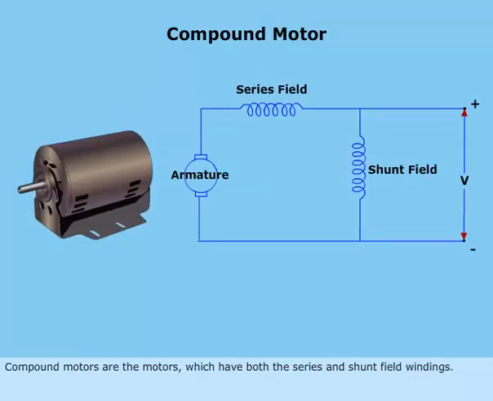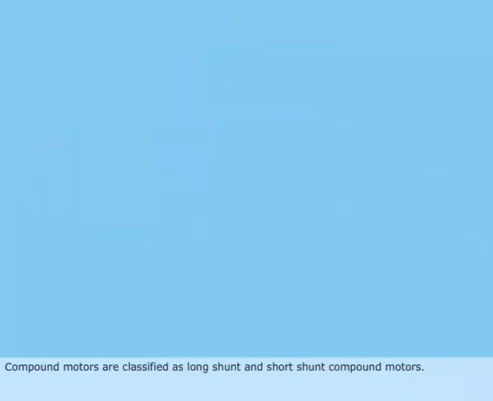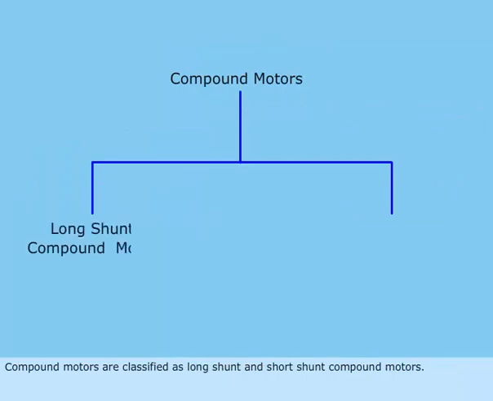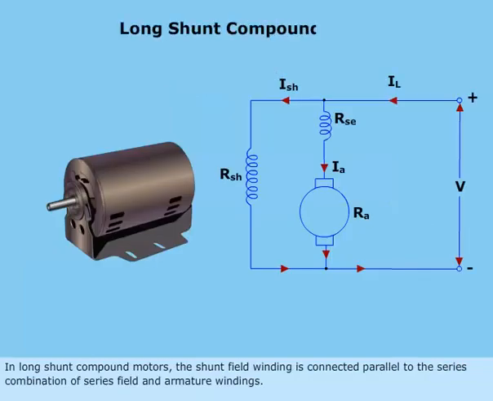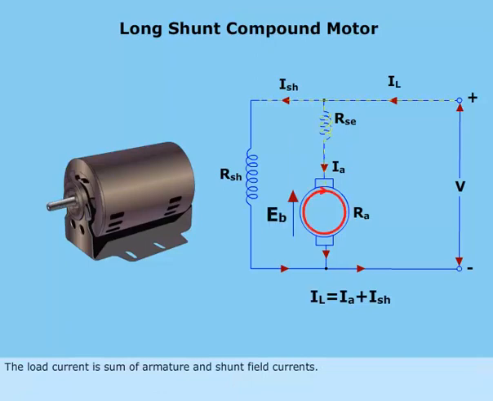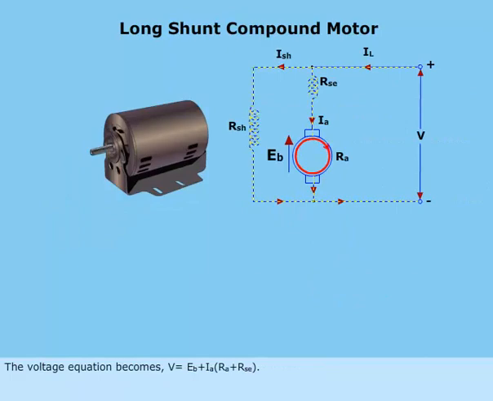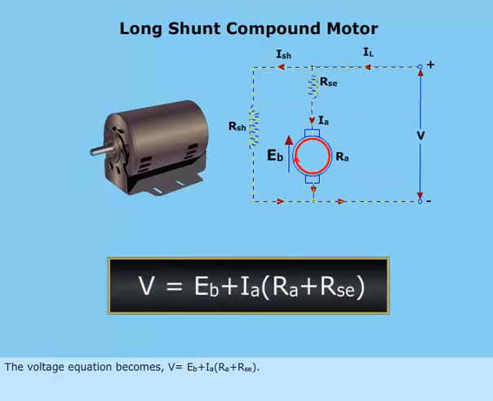Compound motors are the motors which have both the series and shunt field windings. Compound motors are classified as long shunt and short shunt compound motors. In long shunt compound motors, the shunt field winding is connected parallel to the series combination of series field and armature windings. The load current is sum of armature and shunt field currents. The voltage equation becomes V equals E sub B plus I sub A times R sub A plus R sub SE.